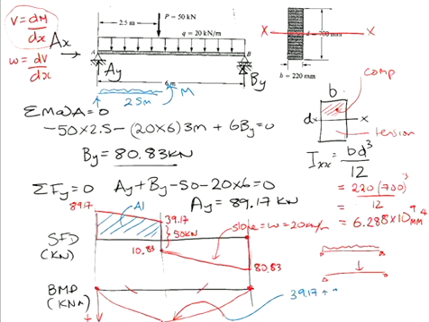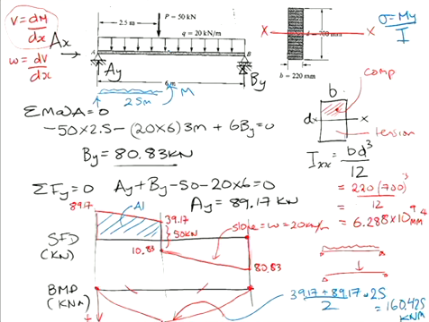39.17 plus 89.17 divided by 2 times the width of 2.5 metres, and that will give me a maximum moment of 160.425 kilonewton metres. So looking at our stress formula, we know our maximum moment is 160. What is y? Remember, y is the distance from the neutral axis.